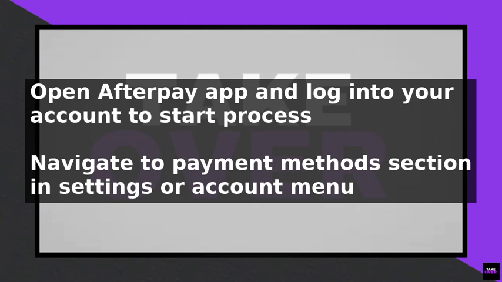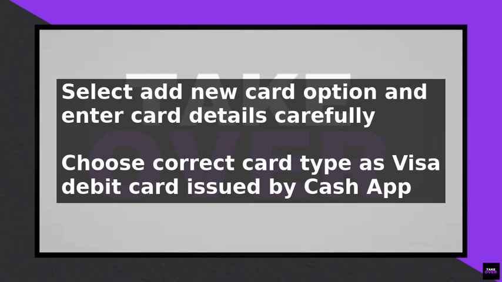You will be prompted to enter your card details, including the card number, expiration date, and security code. The Cash App card is a Visa debit card issued by Cash App, so ensure you select the correct card type. Enter the card number, which is the 16-digit number found on the front of your Cash App card. The expiration date is also found on the front of the card and is usually in the format MM/YY. The security code, also known as the CVV, is a 3-digit number found on the back of the card.